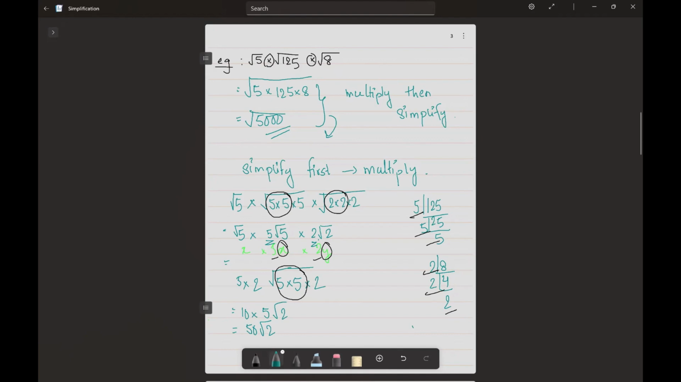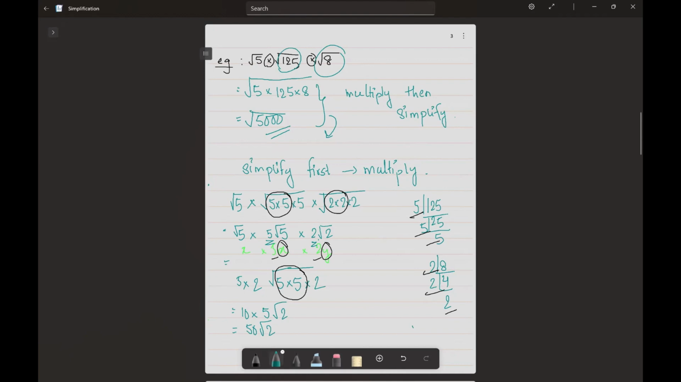So there are two approaches that we can take here. The first one is we multiply and then simplify. This is the first kind, that we multiply all of the roots and then simplify. What is the other kind? The other type is you simplify first, because you see 125 here is not a simplified root. 8 here is not a simplified root. So we can simplify first and then multiply.